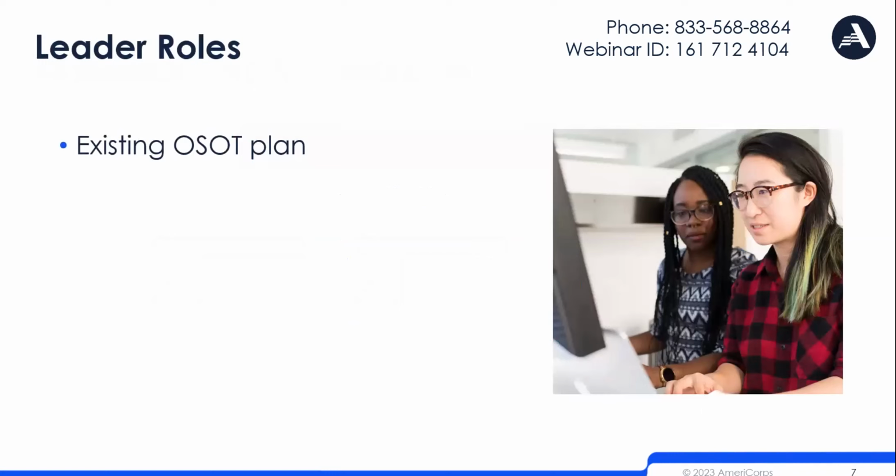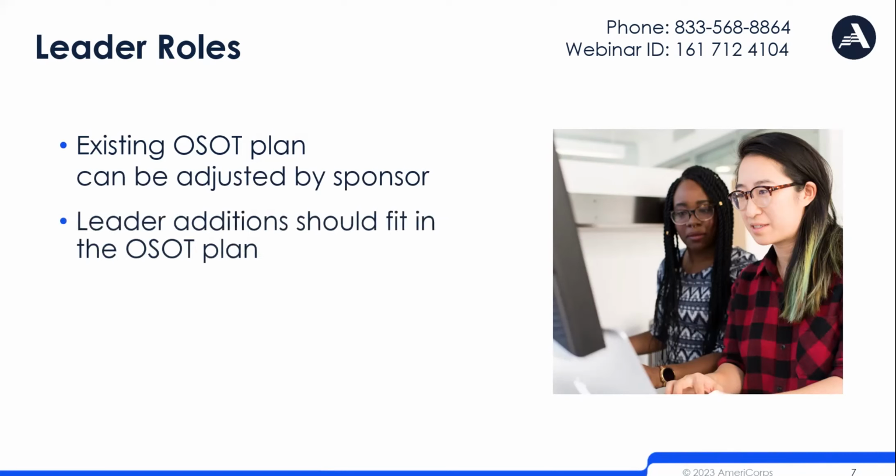So as I mentioned, Vista sponsors are required to provide an on-site orientation and training, and a description of the OSOT needs to be submitted to their regional office for review and approval. A sponsor can adjust the original plan with the regional office, but leaders don't really have that authority. And a leader can certainly help develop the plan, but they're not in a position to submit it to the regional office. Leaders should review the project's OSOT plan first and make sure that whatever it is that you're doing fits into that plan.